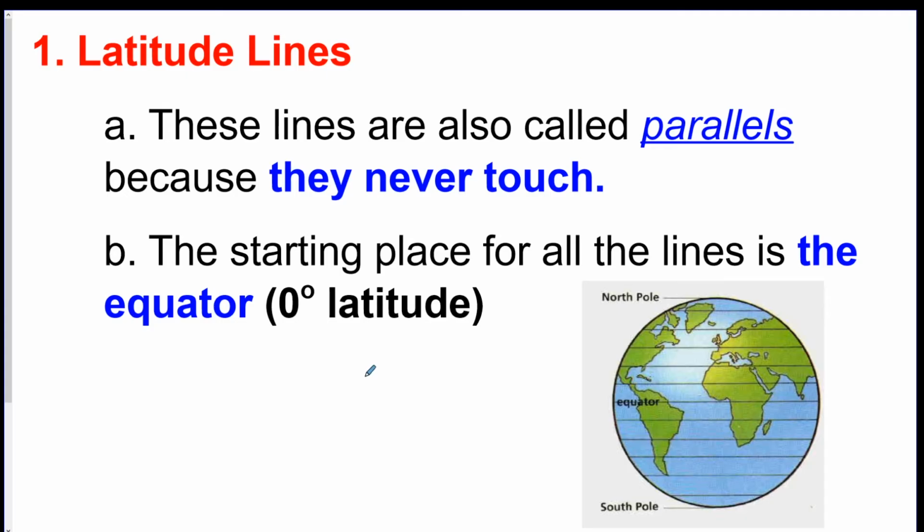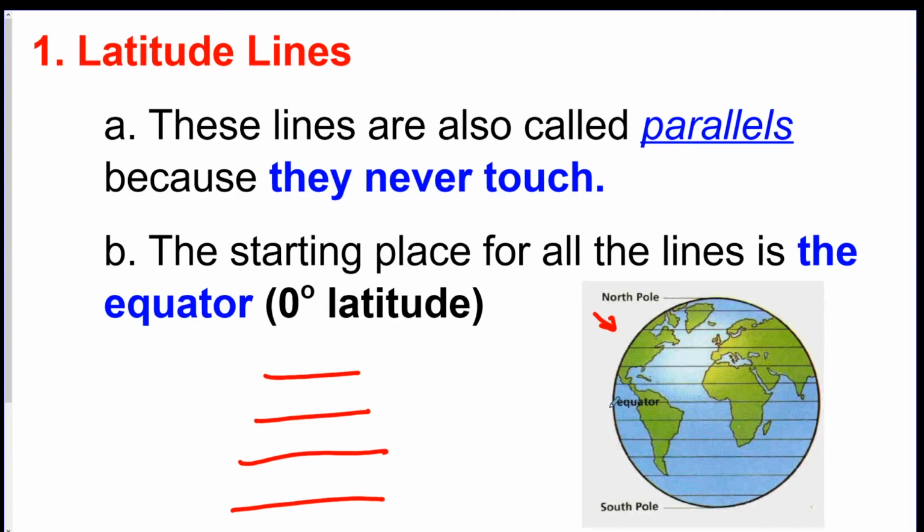Number 1, latitude lines. These are also called parallels because they never touch. They're drawn like this. As you can see, they never cross. So this is what they look like on the globe. And they're drawn west to east.